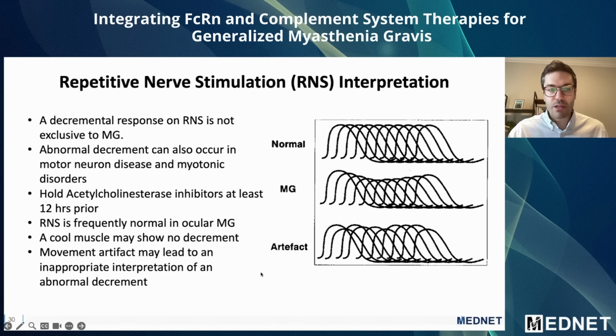One other point that I'd like to make is movement artifact can come up with rep-stim. In the picture here on the right, you can see at the bottom, the movement artifact is a random assortment of CMAP amplitudes that are presenting here. And this can lead to an inappropriate interpretation of decrement. So say, for example, the fourth one just happens to be very low, and the EMG machine is going to record from the first to the fourth and report, just for example, a 20% decrement. That could be interpreted as abnormal when in reality it was just random due to the movement artifact.